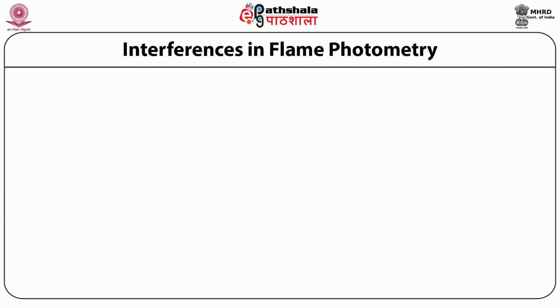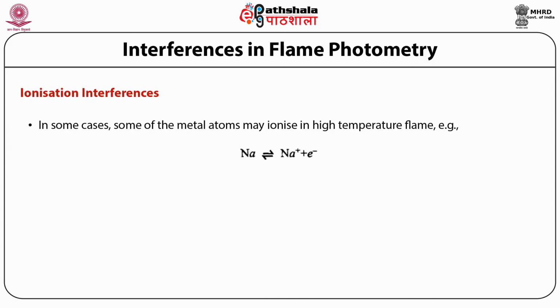The next type of interference is known as ionization interference. In some cases, some of the metal ions interfere and ionize in a high temperature flame. For example, sodium at high temperature converts into Na+ and an electron is released. The sodium ion possesses an emission spectrum of its own with different frequencies from those of the atomic spectrum of sodium. Thus, ionization decreases the radiant power of the atomic emission.